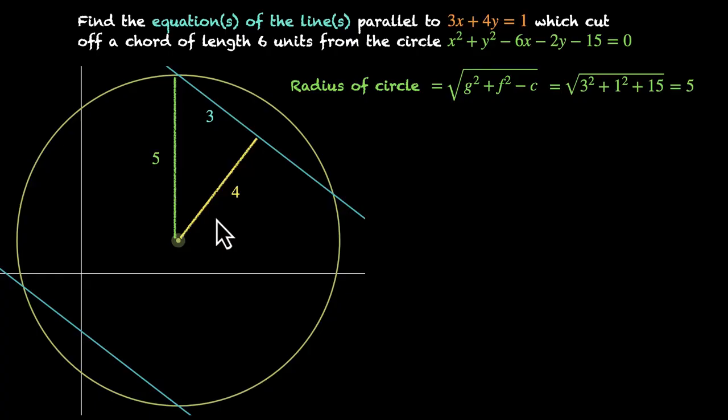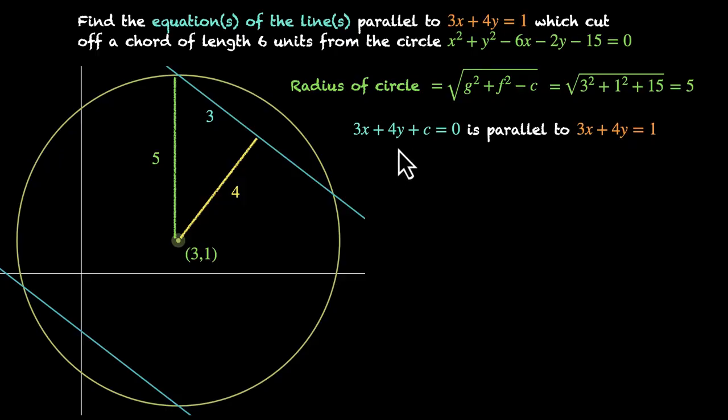So now we know the distance between this point and the line that we want to figure out. That's 4 units. This point is the center. That's going to be minus g comma minus f. That's 3 comma 1. So the center is 3 comma 1. And the distance of the line that we want to figure out from this center is 4 units. Let's assume that this line is 3x plus 4y plus c equals 0. If we change the constant, we get a parallel line. 3x plus 4y equals 1, 3x plus 4y plus c equals 0.